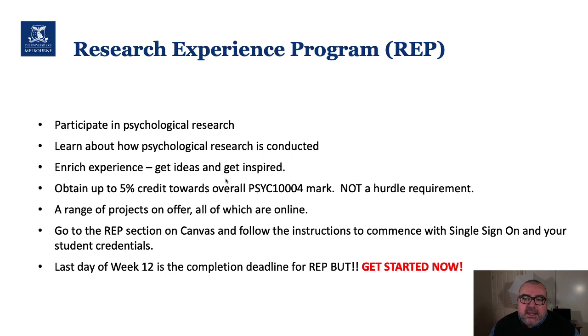So, importantly, you can get up to 5% credit. A credit in the REP system equals 1 hour of participation. So, if you commit 5 hours, you do 5 hours worth of participation, you get 5 credits in response.